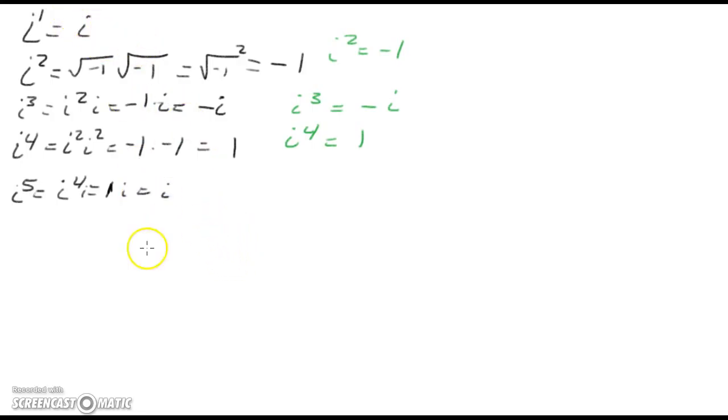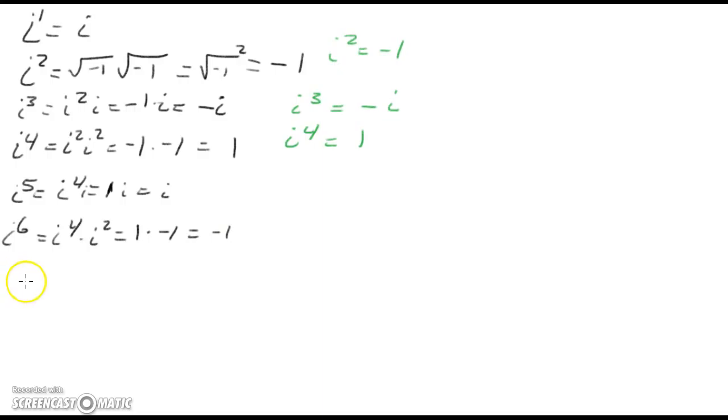So you see the pattern begins to repeat. We have i, -1, -i, 1, i. When we do i to the sixth power, that's the same thing as i to the fourth power times i squared. i to the fourth power is 1. i squared is -1. 1 times -1 is -1 again. So again, we have the pattern i, -1, -i, 1, i, -1.